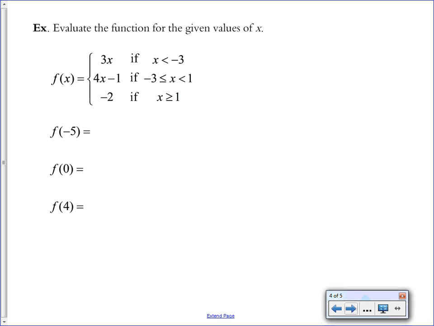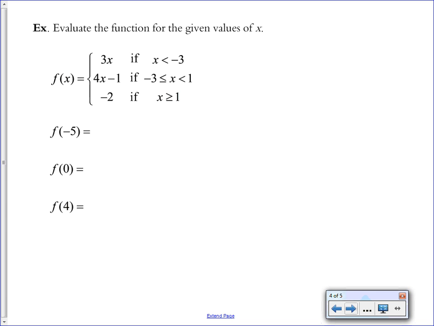You may also be asked to evaluate a piecewise function for the given values of x. So the piecewise function here is pretty complicated. It's got 3 pieces. One of them is defined for x values less than -3. One of them is defined for x values between -3 and 1, but not including 1. And then the last part is defined for x values that are greater than or equal to 1. So when you're asked to evaluate something like f of -5, just make sure you're plugging it into the right piece of the piecewise function.